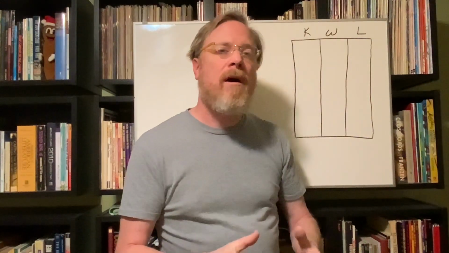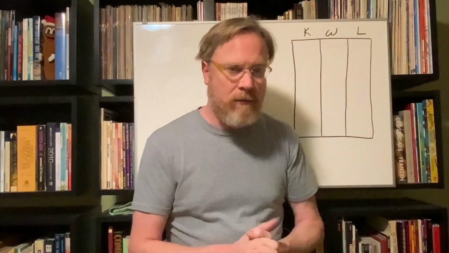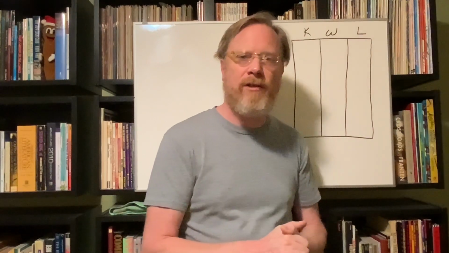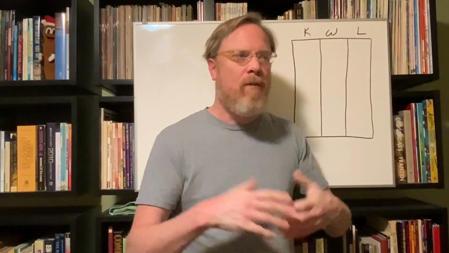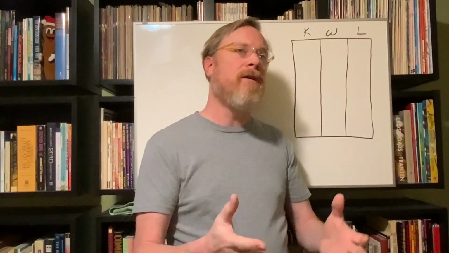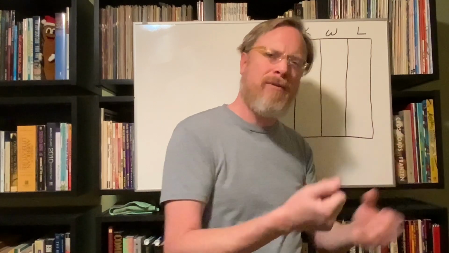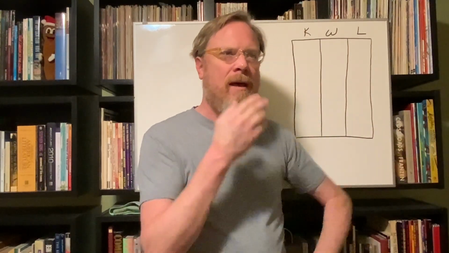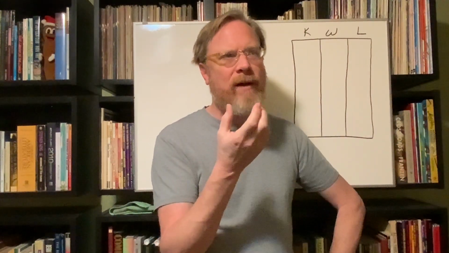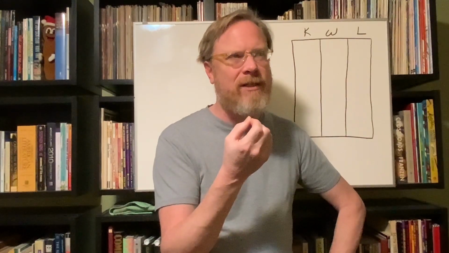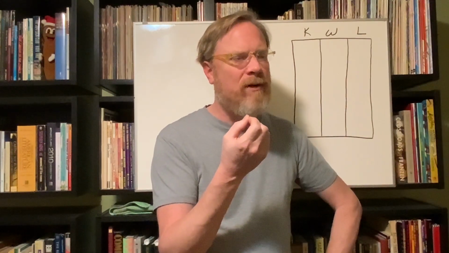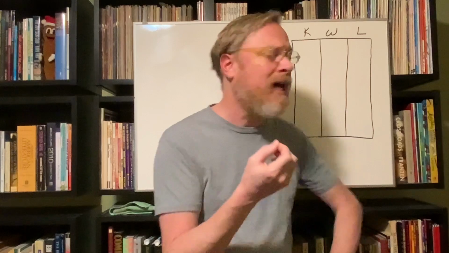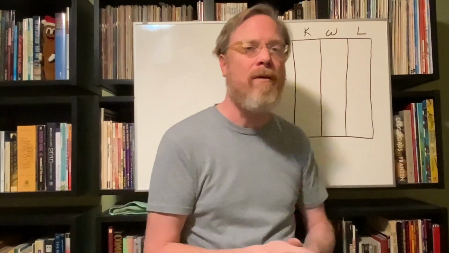Now the W column is what you want to know, okay? In other words, what questions do you have about this thing? What questions do I have about the story of Little Red Riding Hood? Well, if there's something I sort of remember, well, then maybe there are details that I could ask questions about. I remember that there was a red cloak, but I don't remember what the significance of it was. Was there some significance to the color red? I could put that in want to know.